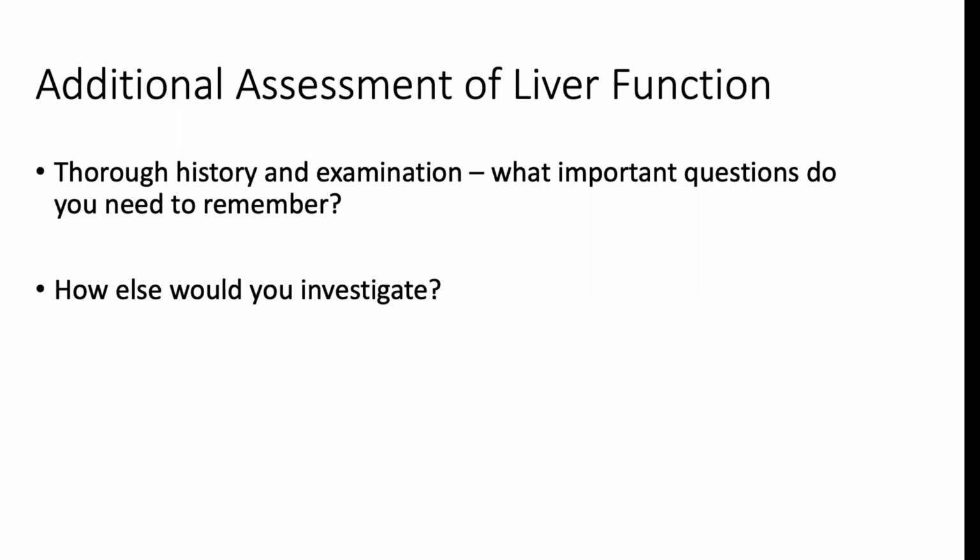So you said a sexual history. Have they had blood transfusions in the past? Is there any family history of autoimmune conditions? And what other comorbidities do they have as well? So how else would you investigate?